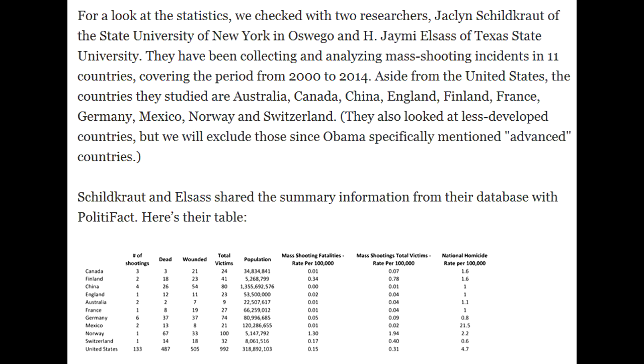Now, interesting to note would be that the only countries that they look at in this article are the United States, Australia, Canada, China, England, Finland, France, Germany, Mexico, Norway, and Switzerland. They apparently in the study did look at less developed countries, but they were excluded from this article.